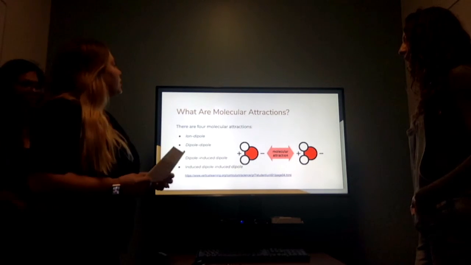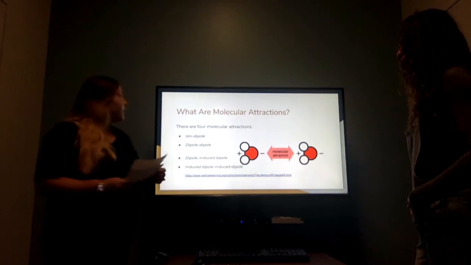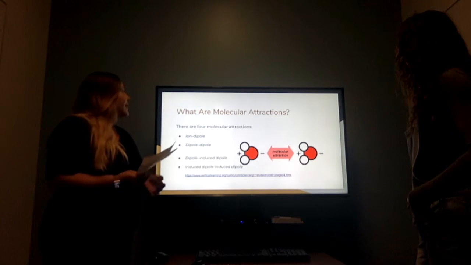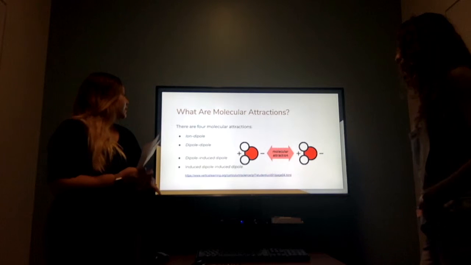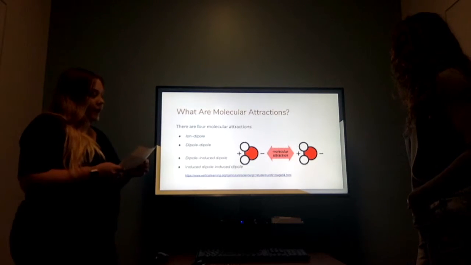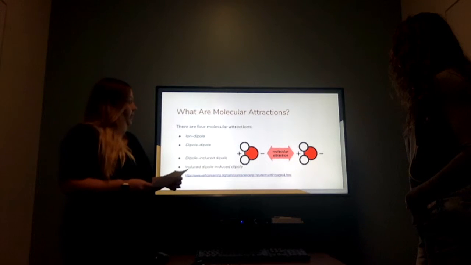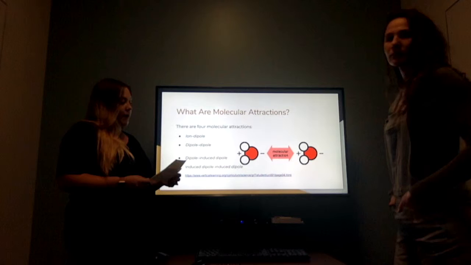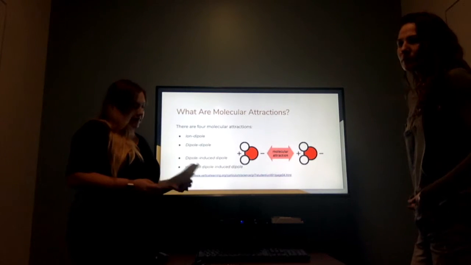And then what are molecular attractions? There are four molecular attractions: an ion-dipole, a dipole-dipole, a dipole-induced dipole, and an induced dipole-induced dipole. Molecular attractions vary in strength but are weaker than chemical bonds. They are also responsible for determining whether a molecular compound is a gas, liquid, or a solid.